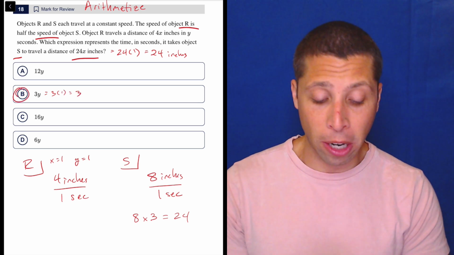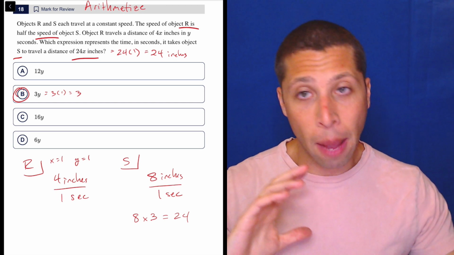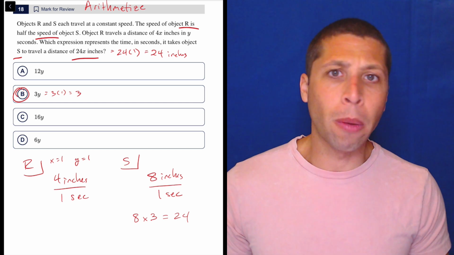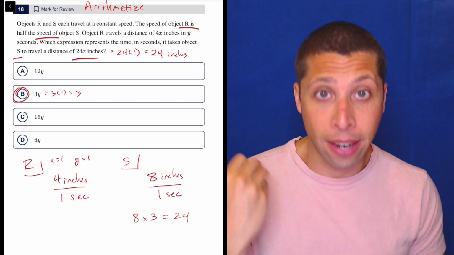I did use my scratch paper. On the real test, I would use my scratch paper as well. There's a couple numbers floating around. I'm worried about losing track of what I'm plugging in and what I'm solving for, but this was certainly so much easier to think about because I had numbers.